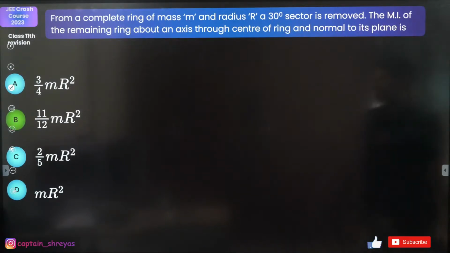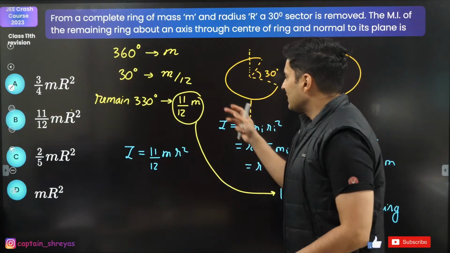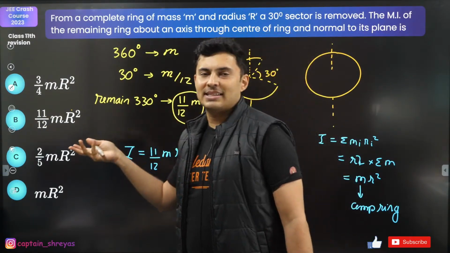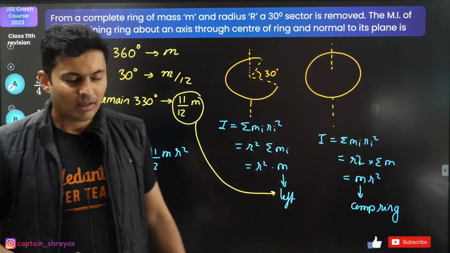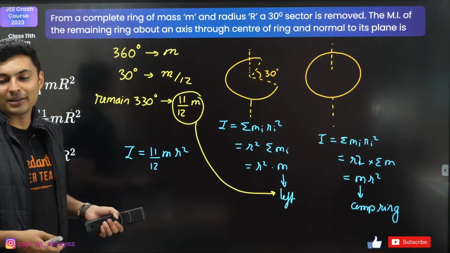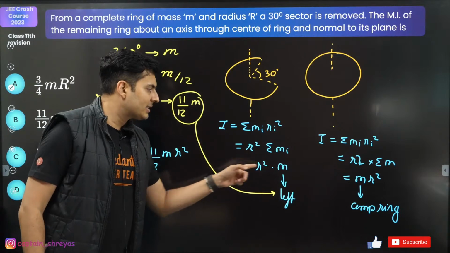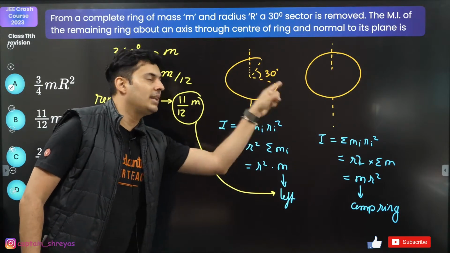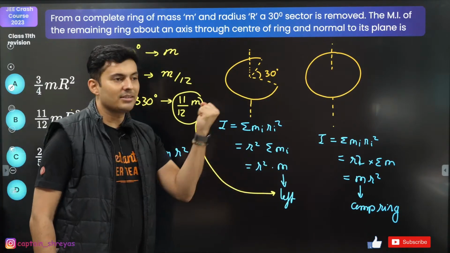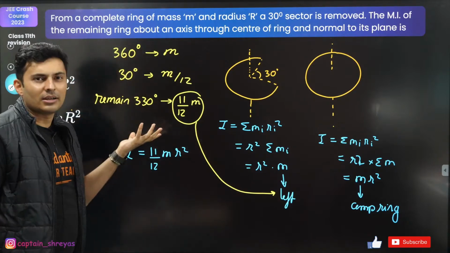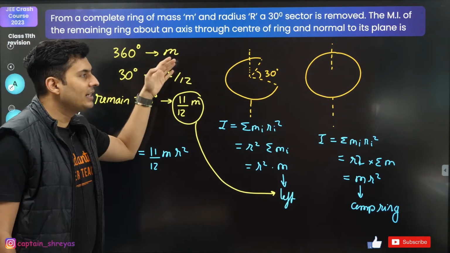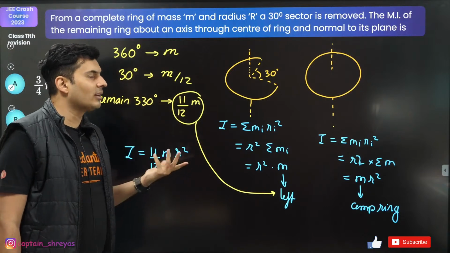If you have solved it for 60 degrees also, the answer will be very similar, just that instead of m by 12 it will become m by 6. That's all, and rest of the things will change accordingly. So these kind of questions are also again common. So this formula is the same, but this mass will now be the remaining mass. The remaining mass only is different. That you can do logically, unitary method. For 360 it is m, for 30 it is how much, for 330 it is how much.